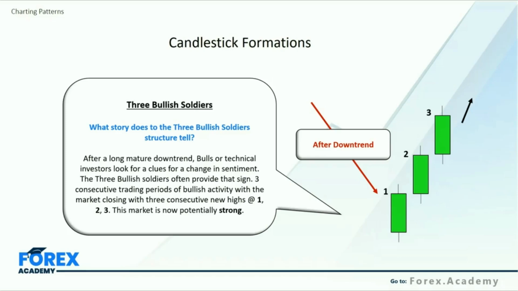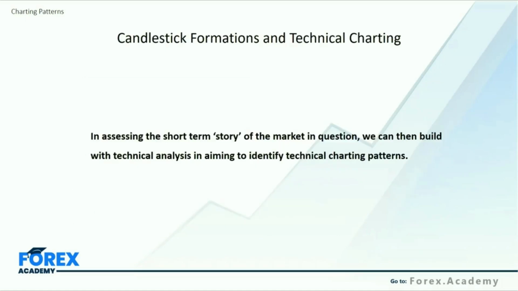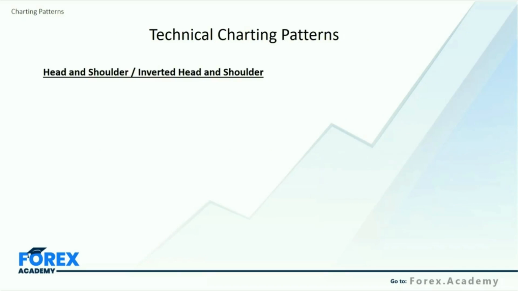Three consecutive trading periods of bullish activity, with the market closing with three consecutive new highs at 1, 2, and 3. That indicates to us that the market has possibly shifted and is now potentially strong. So now as we look to candlestick formations and technical charting, combining them both together, we must assess the short-term story of the market in question. We can then build with technical analysis in aiming to identify technical charting patterns. The first of our technical charting patterns is the head and shoulders and the reverse, inverted head and shoulders pattern. Let's observe how the market trades.